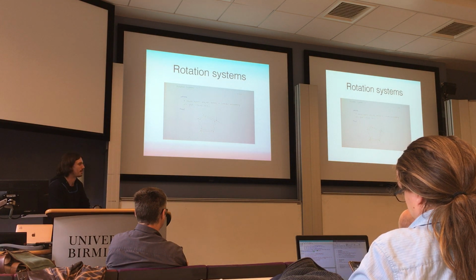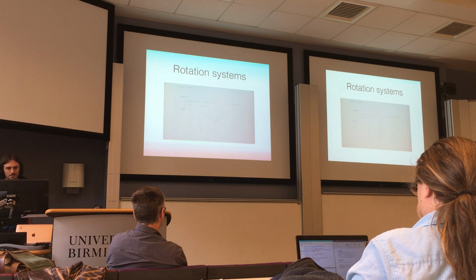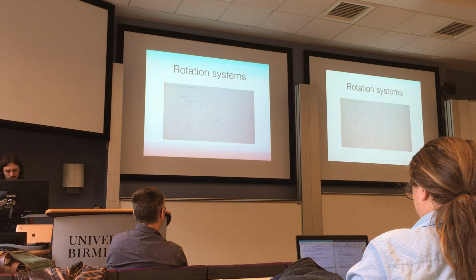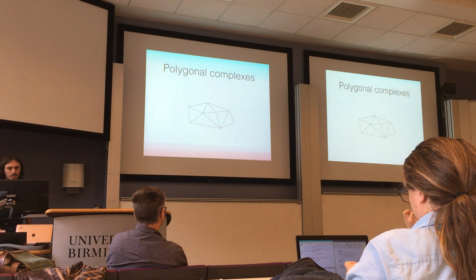Rotation systems, which Marlon talked about on Wednesday, might be a very nice representation for general purpose use. This is a less obvious representation of planar graphs. It's a representation which is not the same as a graph with an invariant that says it happens to be planar. It's a different representation.